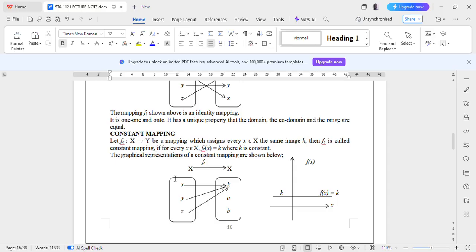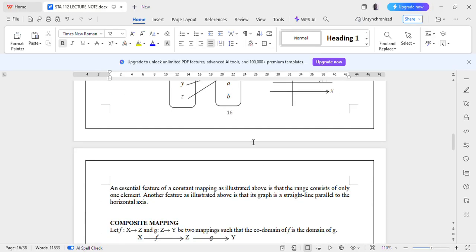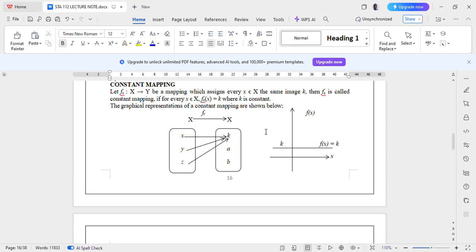When x is equal to 0, then y is constant. Let's say we have the function y is equal to 2x squared plus 2x minus 2. When x is equal to 0, the constant is minus 2. So that is an example of a constant mapping.